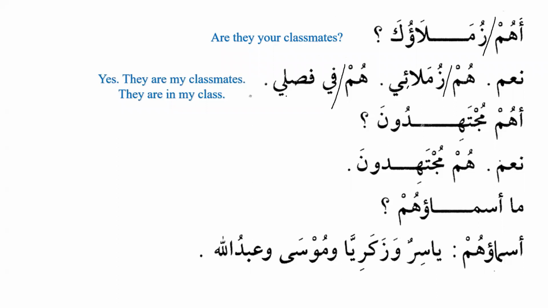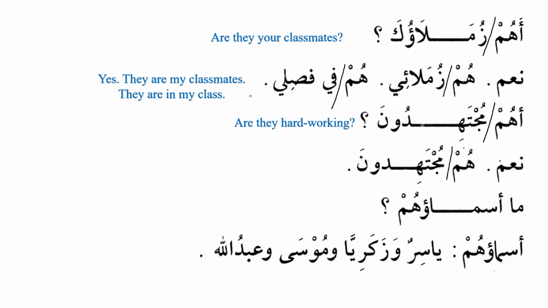And we know that ya al mutakallim means my. So hum fi fasli, and they are in my class. Ahum mujtahiduna, are they hardworking? So mujtahidun, okay, so zamilun, and the plural of zamilun is zumala'u, and mujtahidun, and the plural of mujtahidun is mujtahiduna. Ahum mujtahiduna, are they hardworking? Naam, yes. Hum mujtahiduna, yes, they are hardworking.